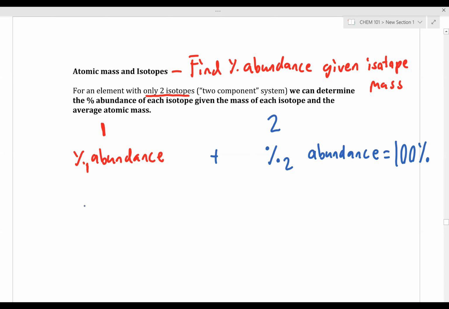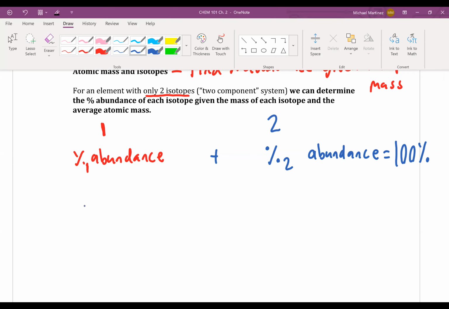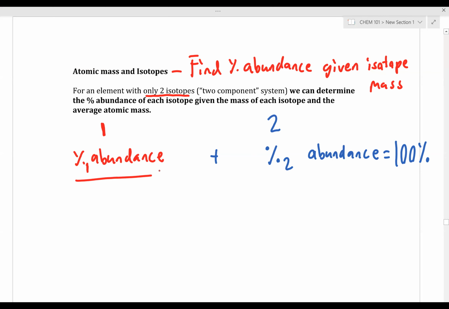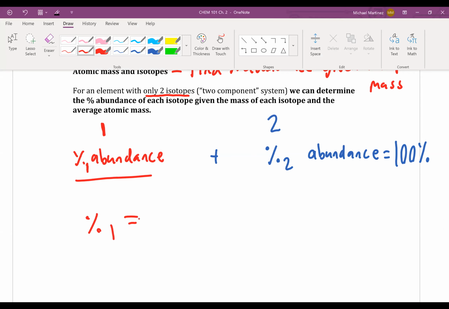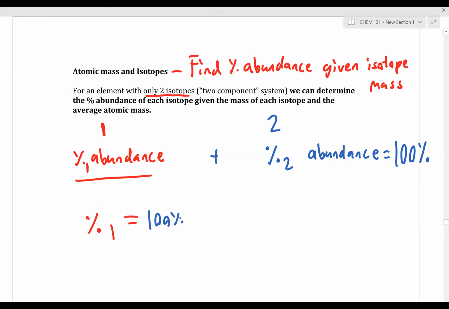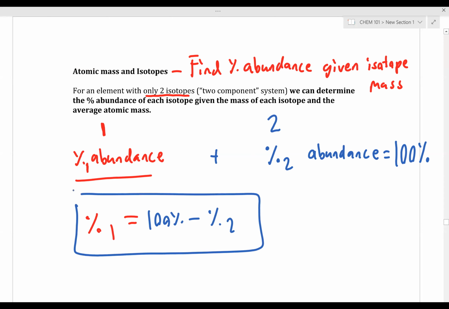let me use a different color pen for this. If we wanted to solve for the percent abundance of isotope number 1, the percent abundance of isotope 1 is equal to 100% minus the percent abundance of isotope 2. Okay, so that's the first relationship that we've established, just using algebra. Does that make sense to everyone? So we can write the percent abundance of one isotope in terms of the other isotope.